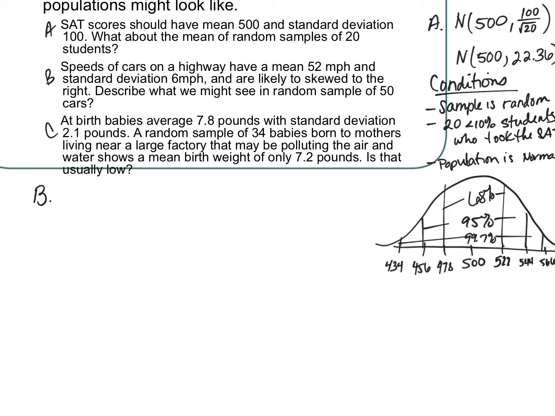B, speeds of cars on a highway have a mean of 52 and a standard deviation of 6 and are likely skewed to the right. Describe what we might see in a random sample of 50 cars. So the mean is 52 and sigma is 6.